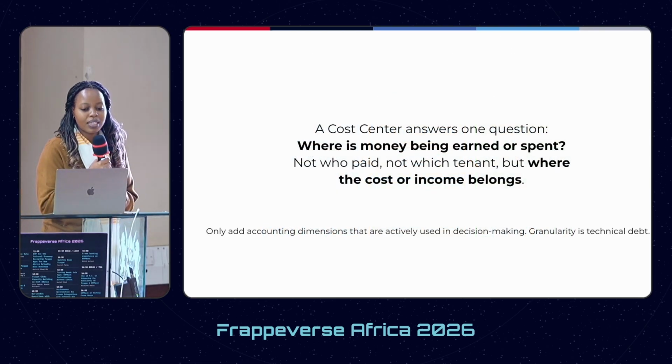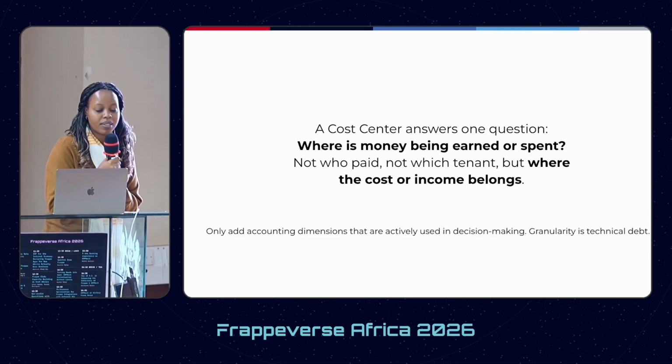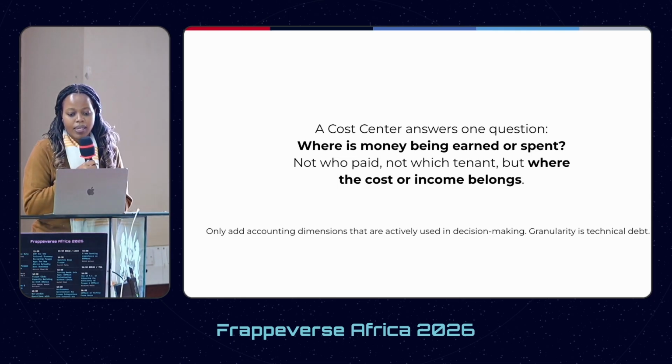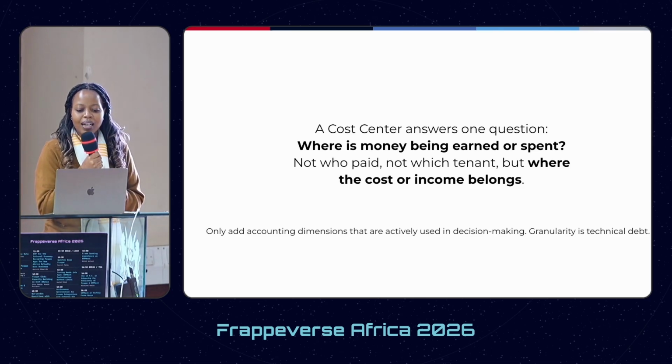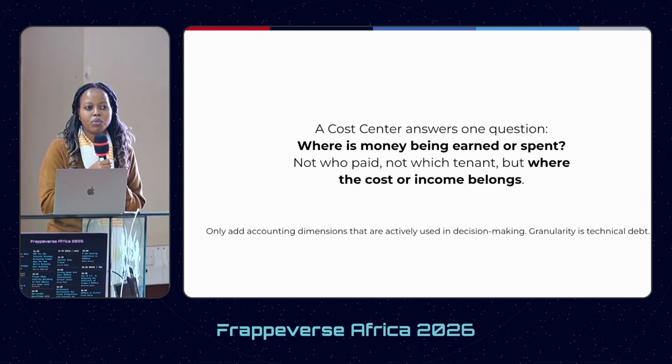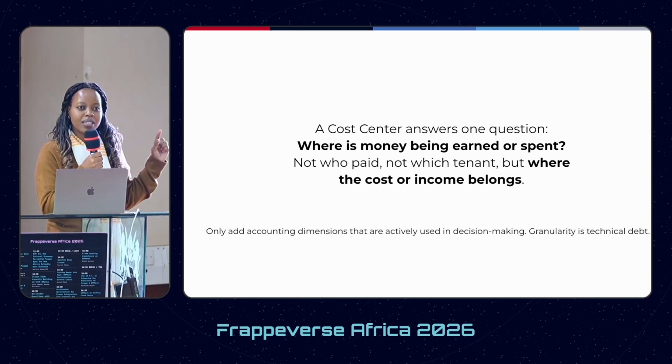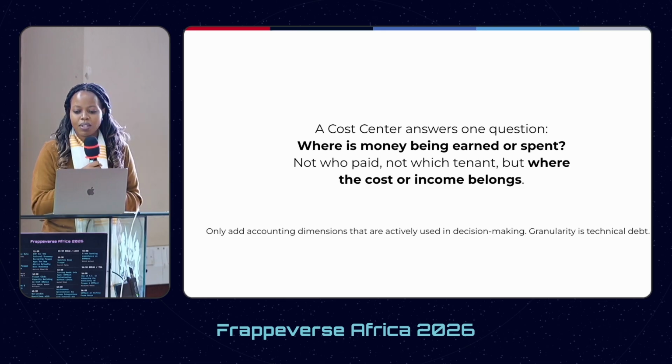So cost centers for property management will only answer one question: where is this money coming from? Where is it being earned? Or where is it being spent? So we advise our clients to add accounting dimensions that are actively used in decision making. That way it's not overwhelming for them to structure this. But the implementation team will come in and take on that burden, because it is important for us that you see the importance of this tool in the long run, and it has worked.